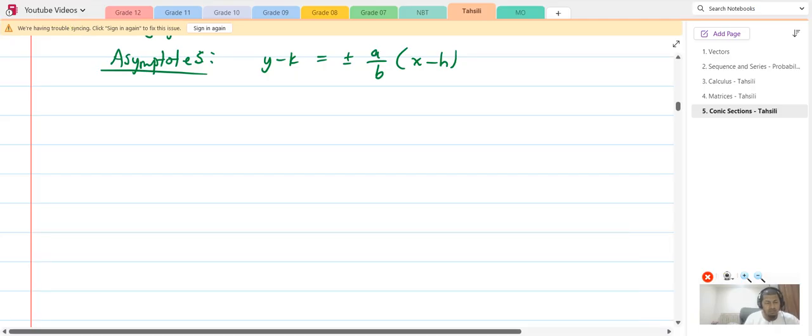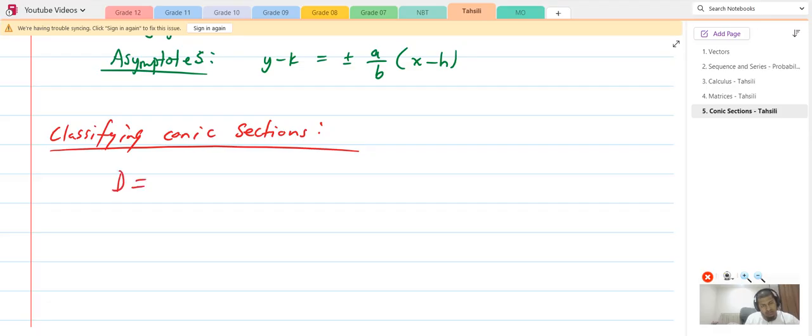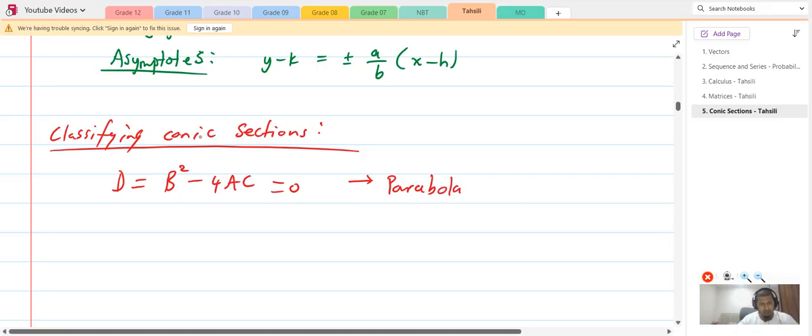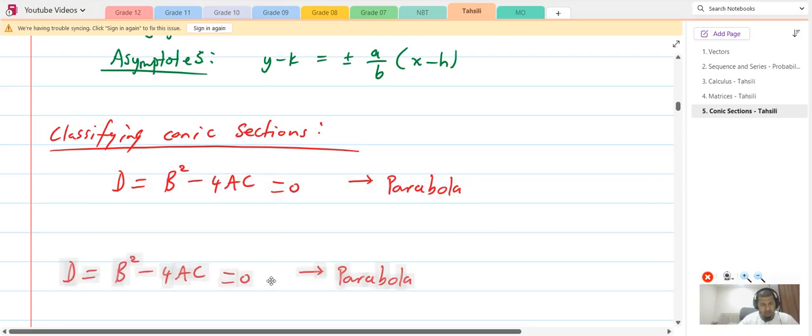How do we classify conic sections? We know D is equal to B squared minus 4AC. Now if D is equal to 0, we get a parabola. Okay, now the conic section has a special equation which we need to learn. We only need to focus on certain parts of the equation.